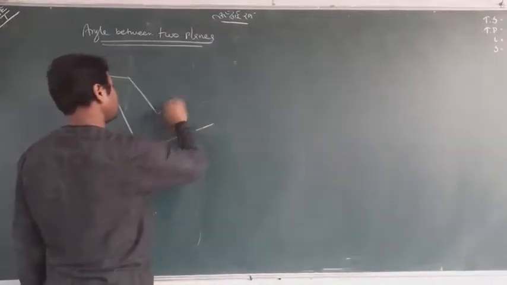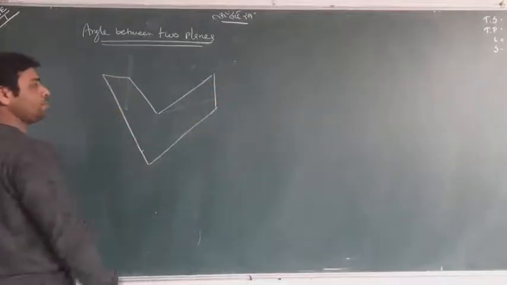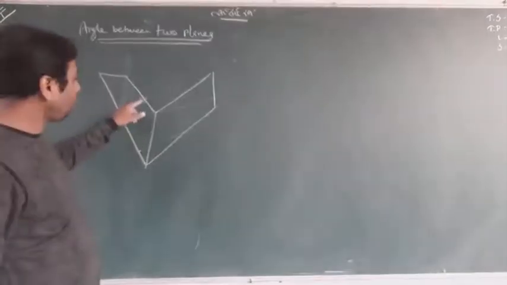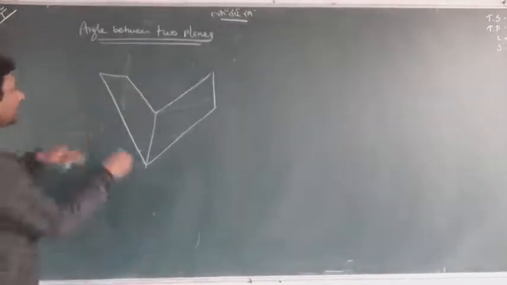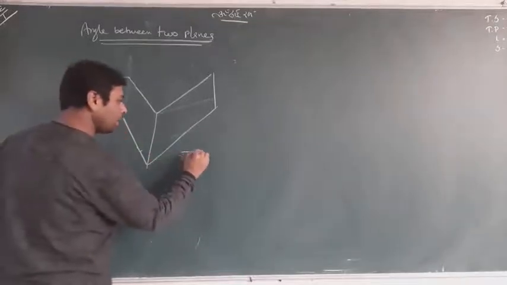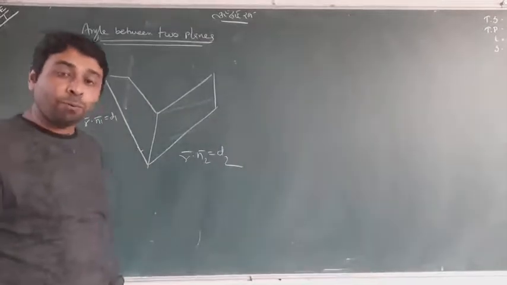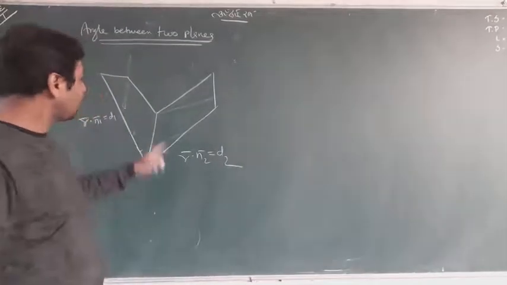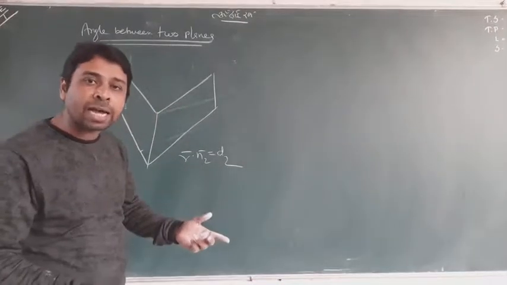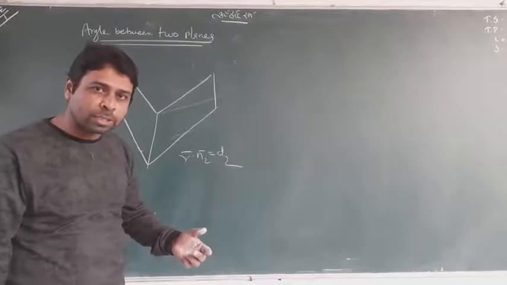Like that. We have two planes, and they are meeting here, and we want to find the angle between them. First plane is r dot n1 equal to d1, r dot n2 equal to d2. Interesting thing I tell you: the angle between two planes is actually the angle between their normals.